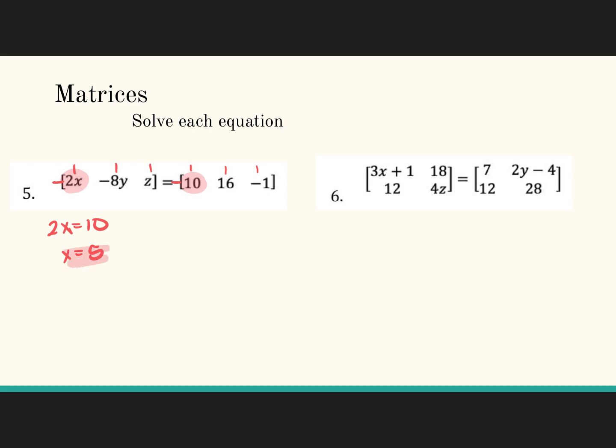Now I'm going to go to the second column, first row, and solve that. I'm going to have negative 8y equals 16, so y will equal negative 2. Now I'm going to do the same thing with the third column, first row. That tells me right away z is going to equal negative 1.